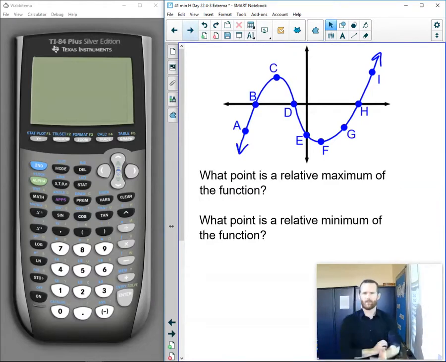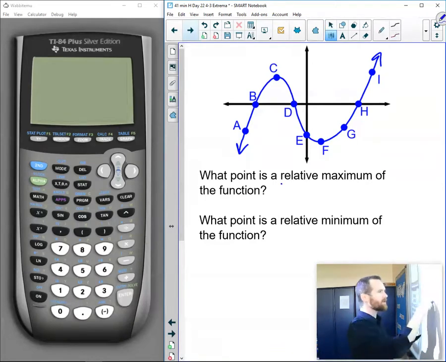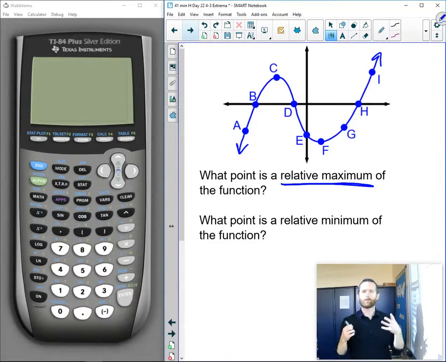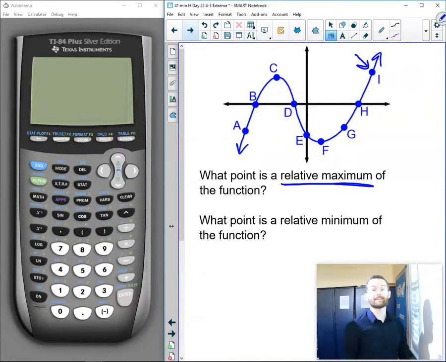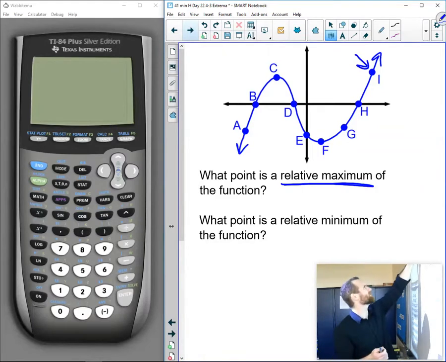Now let's take a look at this graph. So it says, what point is a relative maximum of the function? So we're not talking about a maximum here. We're talking about a relative maximum. Here we're looking for local extrema. Now, why is that? Why can't it just say, okay, which one of these points is the maximum? Does this function have a maximum? What a lot of students say is, okay, I bet I is the maximum because that's the highest point we see. But my response to that would be, well, is it actually the highest point we see?